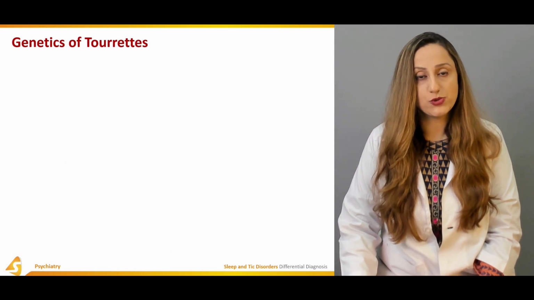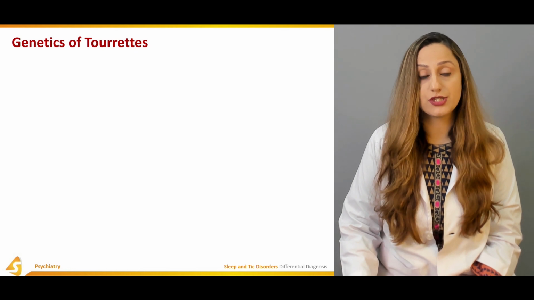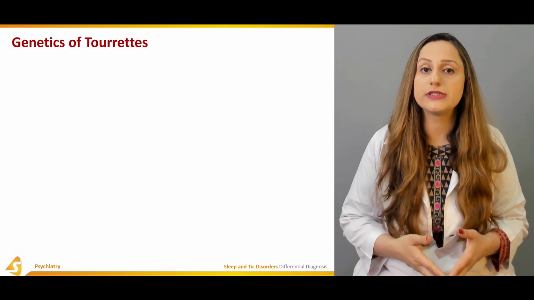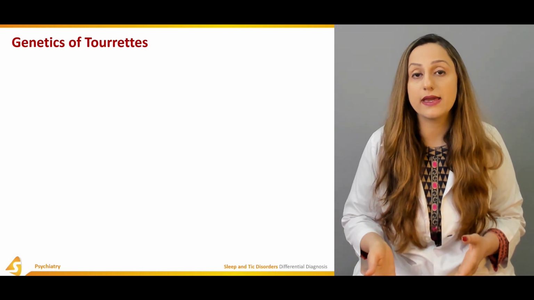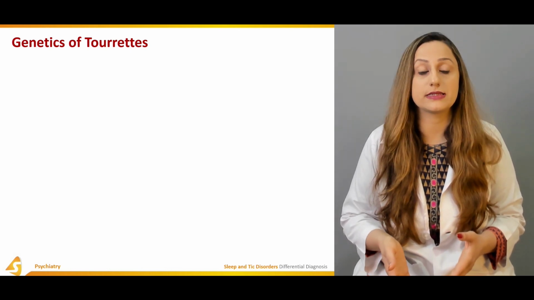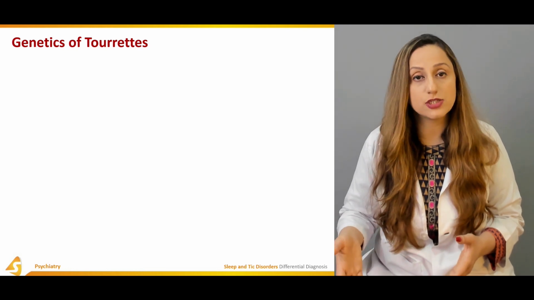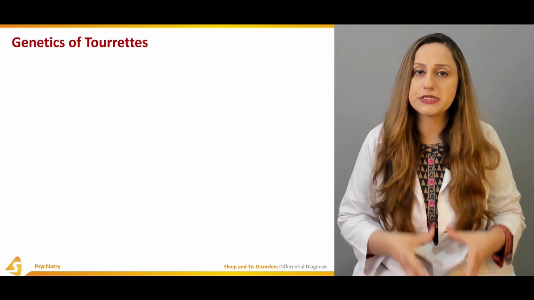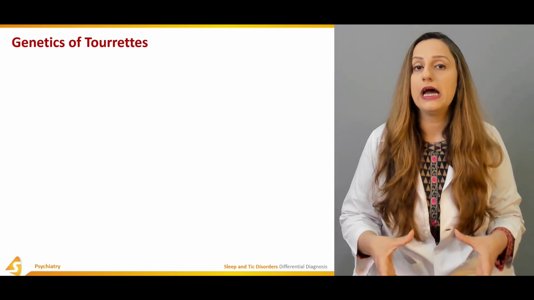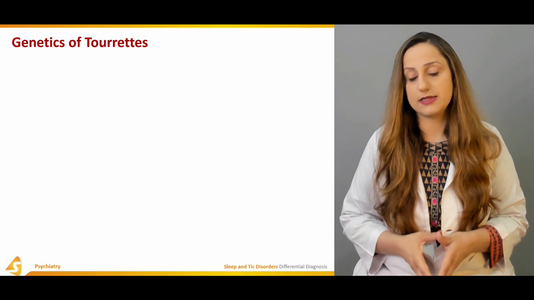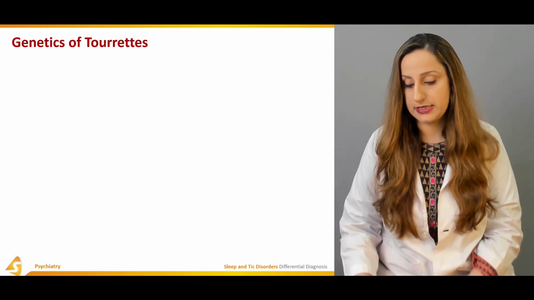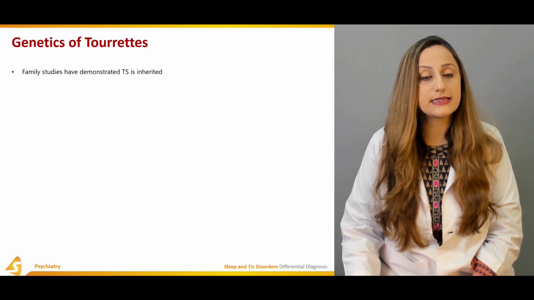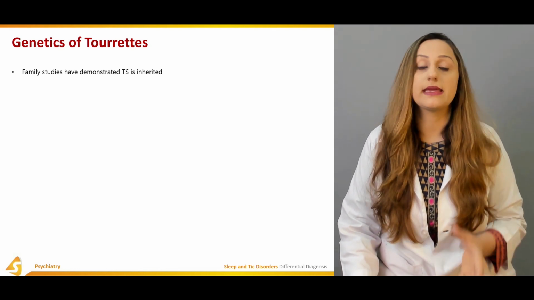Now, when we go through the genetics of Tourette syndrome, it's again very important. There are a lot of genetic abnormalities, as we've already discussed. There is an XXY condition, then there is an XYY condition, and then we have the Fragile X syndrome. So these are the characteristic genetic abnormalities that lead to the formation of the tic syndrome in that particular person as well. The family studies have demonstrated that Tourette syndrome is inherited.